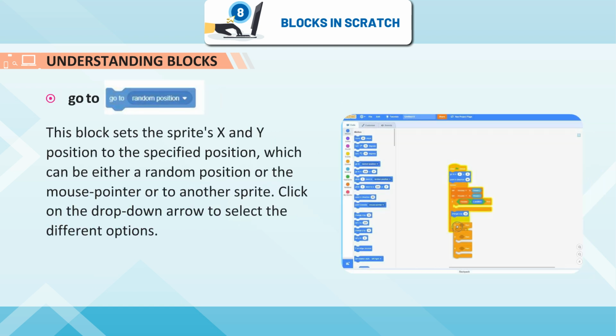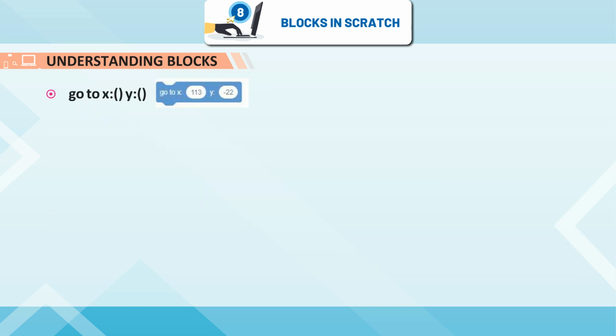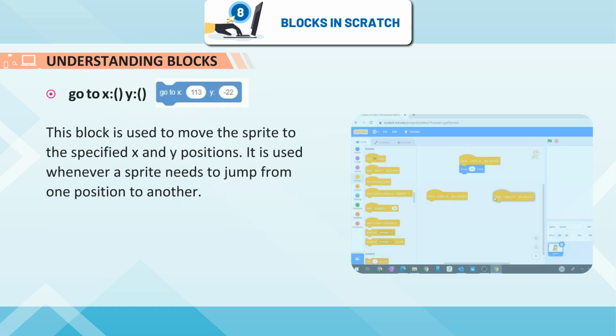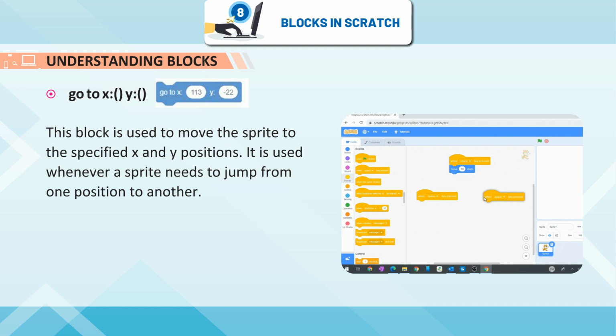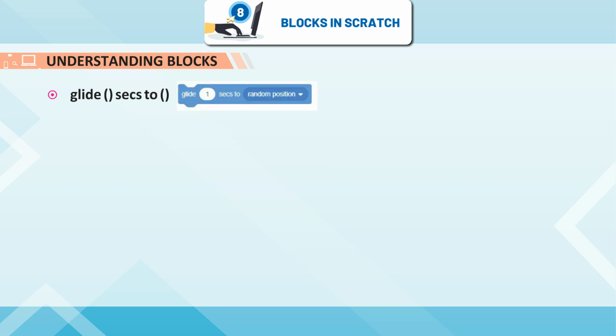Go to. This block sets the sprite's x and y position to the specified position, which can be either a random position, the mouse pointer, or another sprite. Click on the drop-down arrow to select the different options. Go to x, y. This block is used to move the sprite to the specified x and y positions. It is used whenever a sprite needs to jump from one position to another. Glide, seconds 2.